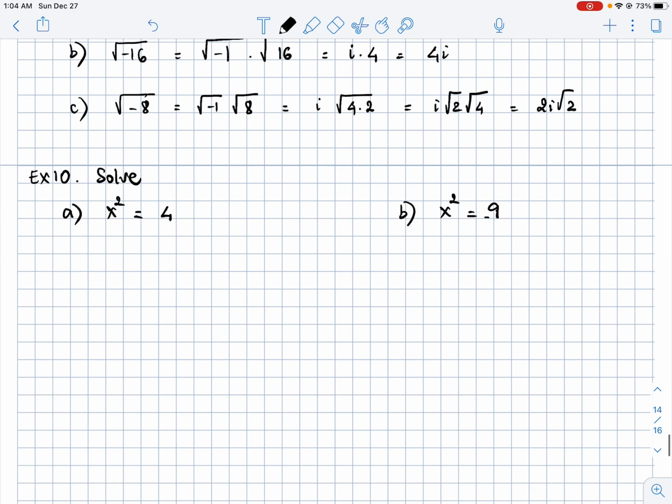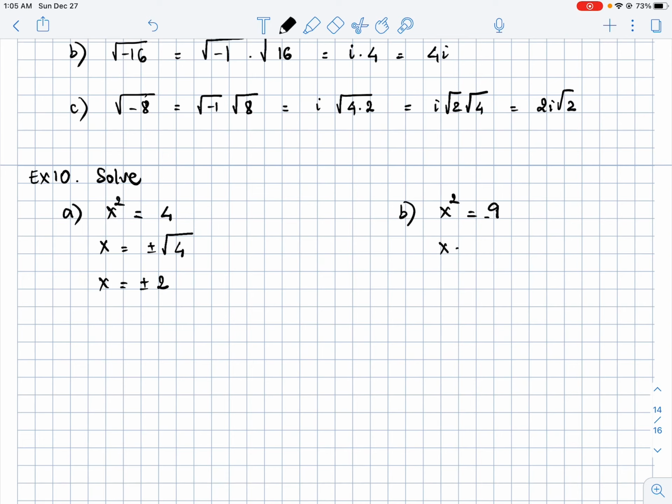Example number 10. We want to solve the quadratic equation. We use the square root property. Then x equals plus minus square root of 4, and x equals plus minus 2.